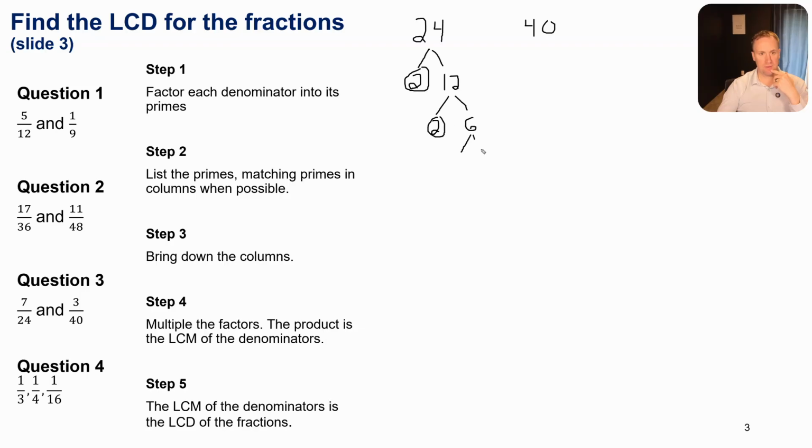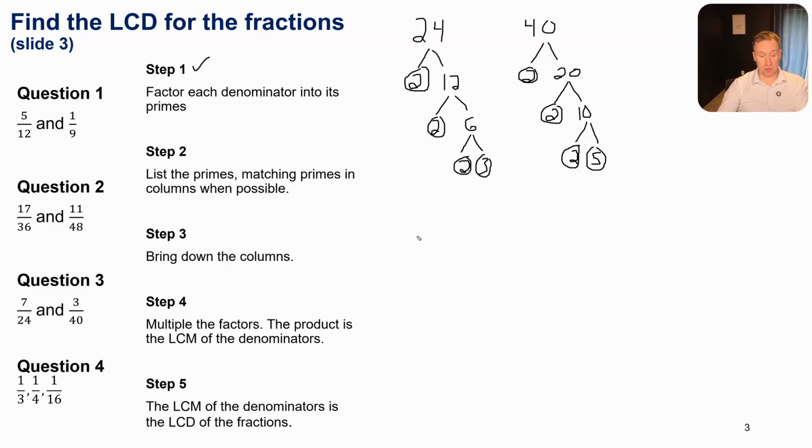And then we have 2 and 3. Then, 40 we have 2 and 20. 2 and 10. And 2 and 5. So again, these are our prime factors, our prime numbers. So now let's list out our primes.